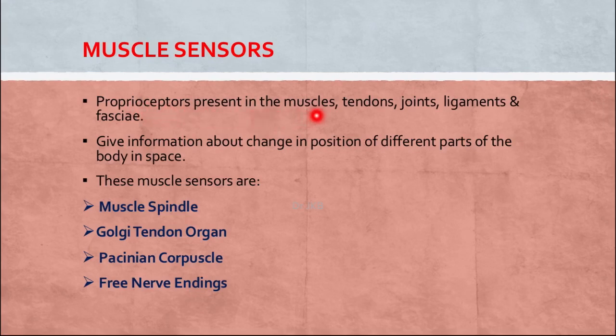proprioception. They are present in muscle, tendon, joint, ligament and fascia, and they give information about the change in position of different parts of the body in space, that is proprioception. These sensors have different names. One is the muscle spindle, the second is the Golgi tendon organ, then there are the free nerve endings, and then the Pacinian corpuscle. The last two, the Pacinian corpuscle and free nerve endings, we have read about, but we do not know much about the muscle spindle and Golgi tendon organ.